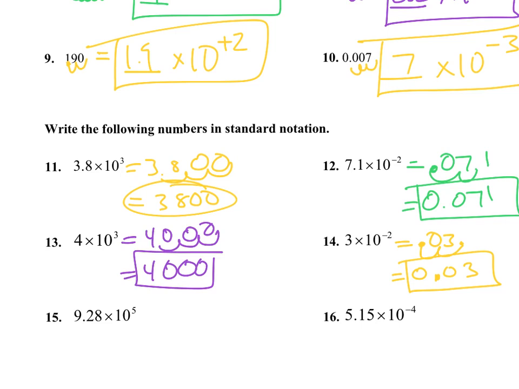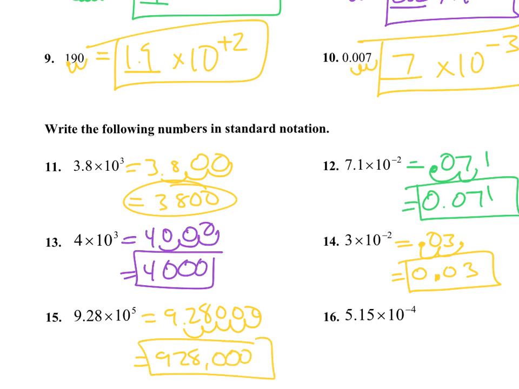On number 15, we've got 9.28 times 10 to the 5th power. I have a positive exponent, so I'm going to move my decimal to the right. How many times? 5 in this case. So again, let's start off with what I know. I've got 9.28, and I'm going to move 5 decimal places to the right. So I got 1, 2, 3, 4, 5, and add my zeros if I need to. And my final answer is 928,000.